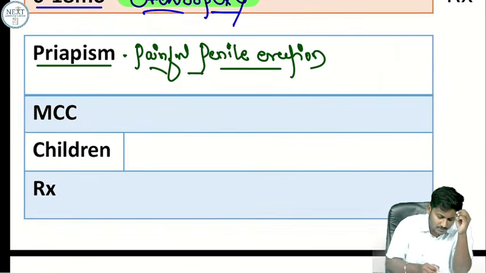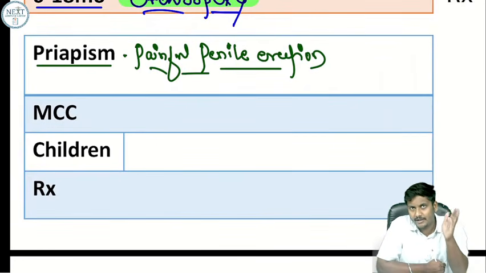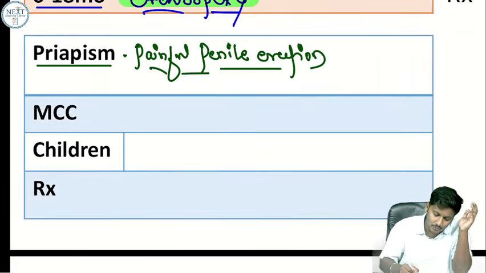Let me know in the chat box. This was a PYQ. Priapism is a prolonged painful penile erection lasting for how many hours? More than how many hours?